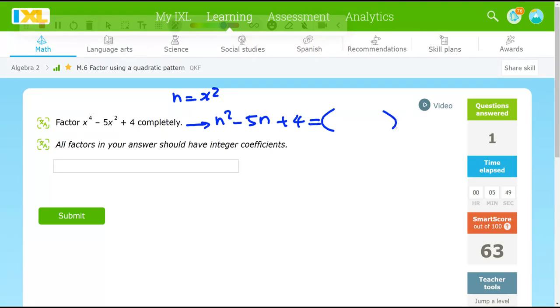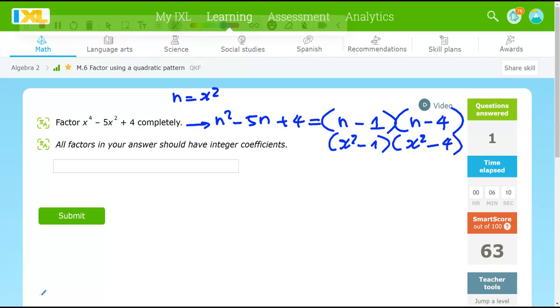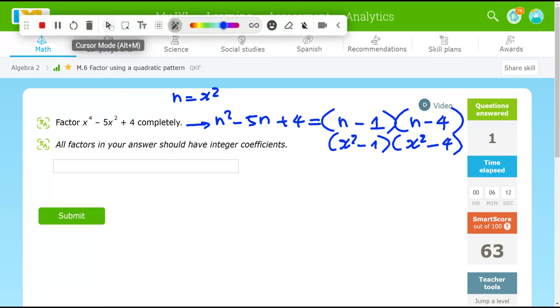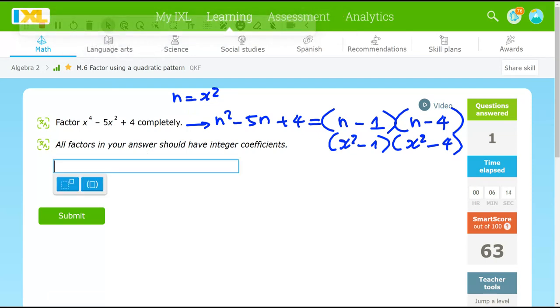Two numbers multiply equal 4, add equal negative 5. That's negative 1 and negative 4. So now I substitute back: x squared subtract 1, x squared subtract 4. So if I enter this, it will say incorrect. So let's do this over here, and they will explain the same thing to you.